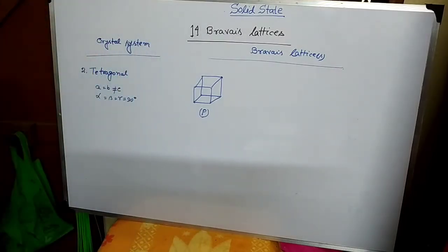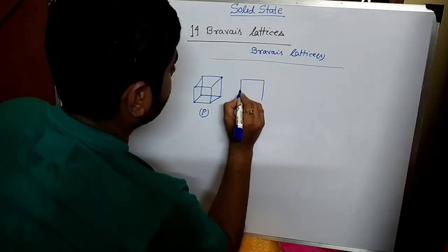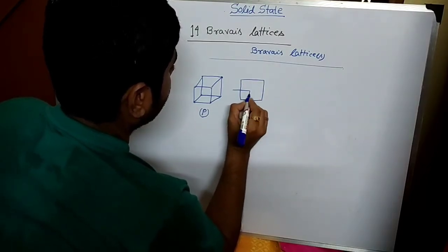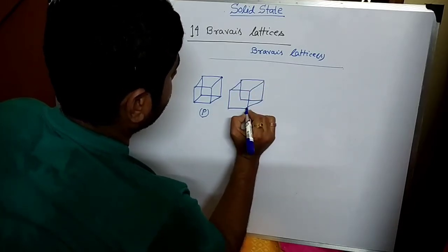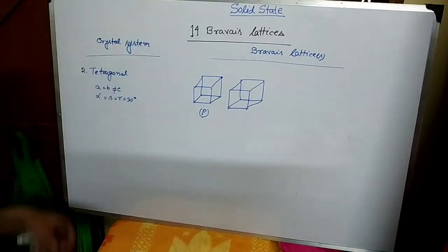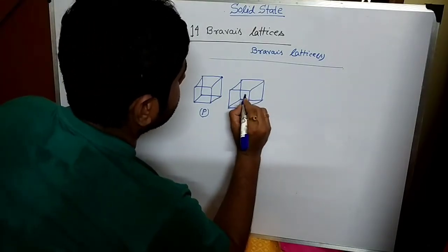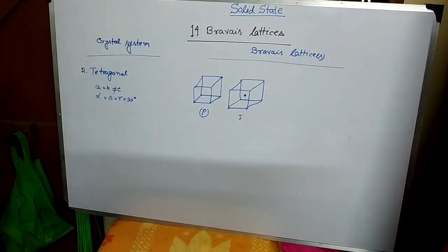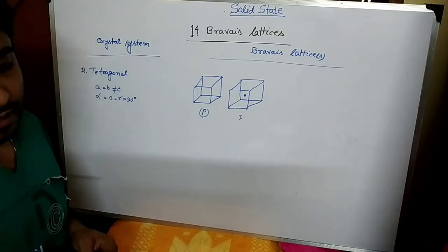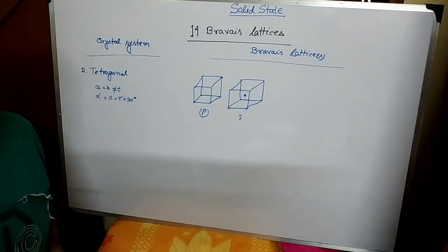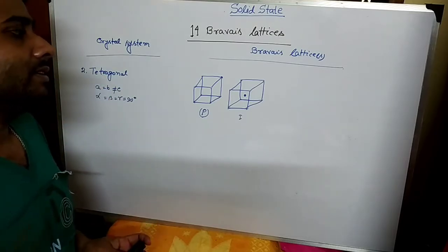And another is body centered. That is I. But in this case we will not get any face centered or any end centered tetragonal Bravais lattice system.